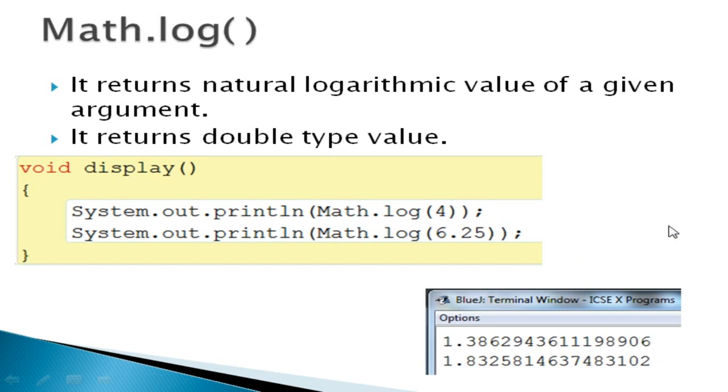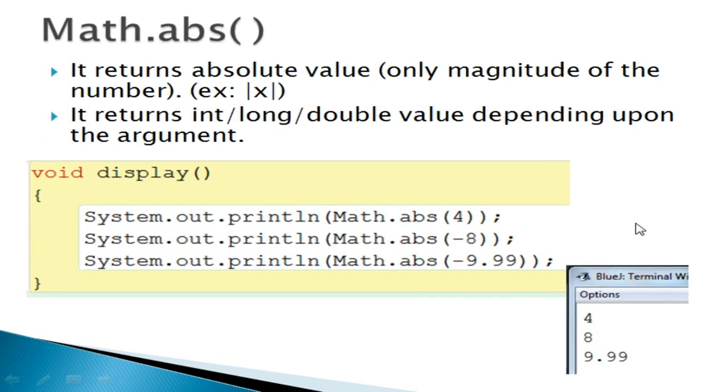Next one is Math.log. It returns the natural logarithmic value of a given argument. So log values will be given, and the result will be in the double data type. Whether it is an integer value or a double value, the result will be double. Next is Math.abs. It returns the absolute value, so only the magnitude of the number will be given.